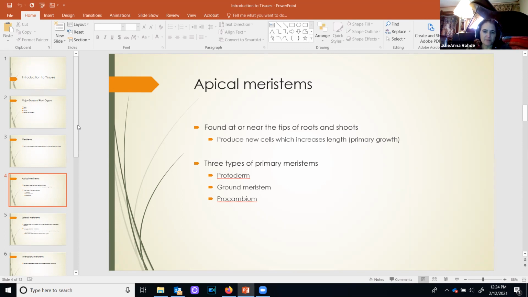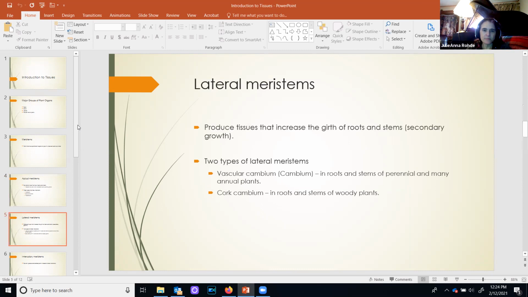We have three types of primary meristems. We have what's called the protoderm, the ground meristem, and the procambium. Here's the lateral meristems. They produce tissues that increase the girth of roots and stems, secondary growth, and two types of lateral meristems are vascular cambium and cork cambium.